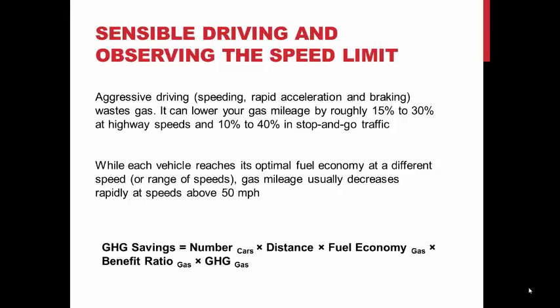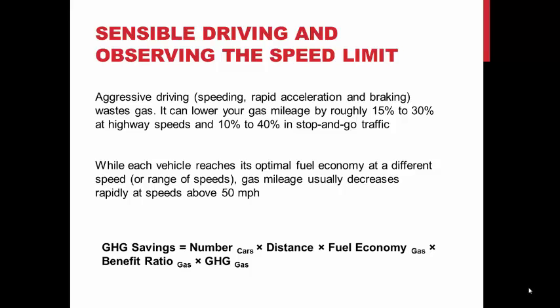And again, this is the kind of thing that can be facilitated by controls within an automobile. So the motivation for these stems from the fact that if we drive aggressively, speeding up, rapidly accelerating, braking, etc., this uses gas inefficiently. There's some data that we found that says that it can lower your gas mileage by 15 to 30% at highway speeds and 10 to 40% in stop and go traffic.